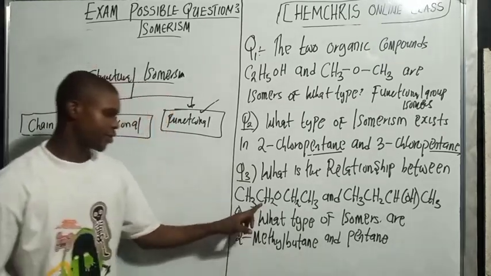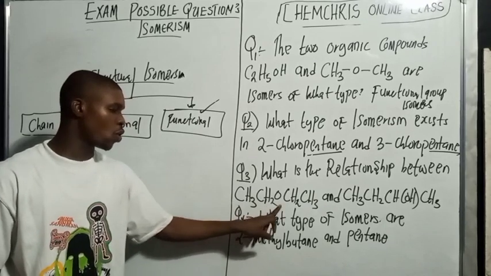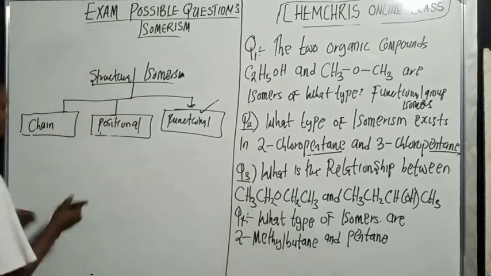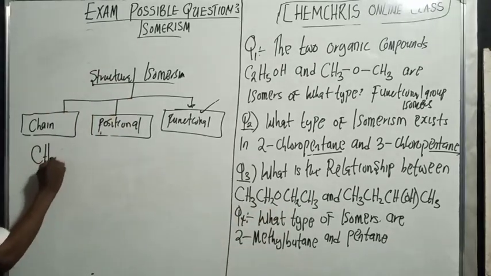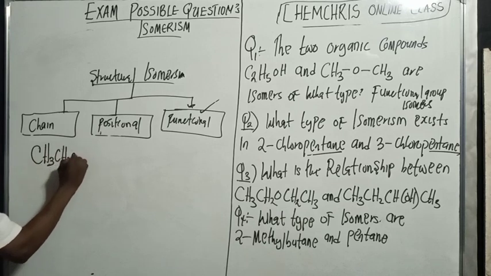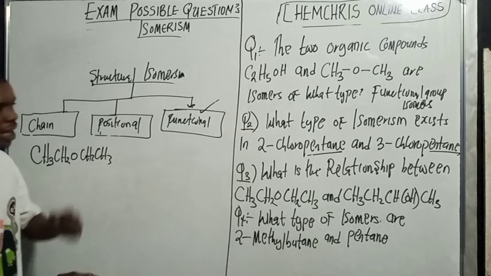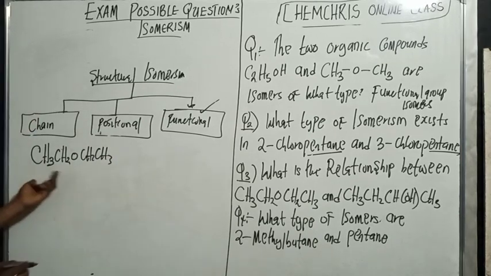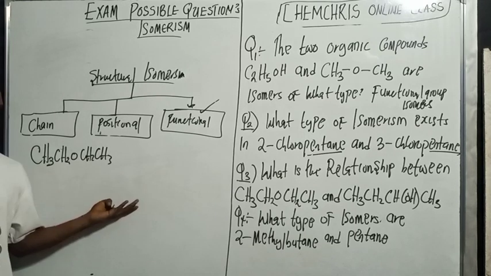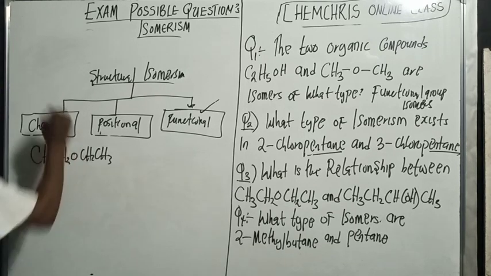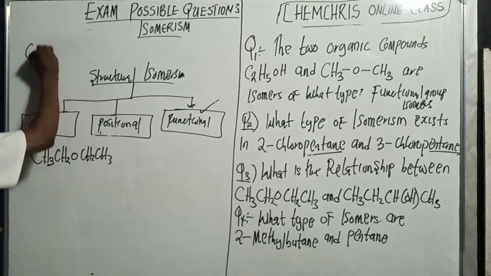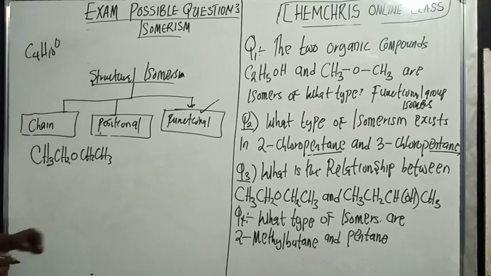So look at this guy here. Here we have CH3, CH2O, CH2, CH3, right? How many carbon atoms do we have here? Here we have 4 carbon atoms, 10 hydrogen, then 1 oxygen. So the molecular formula is what? C4H10O, right?